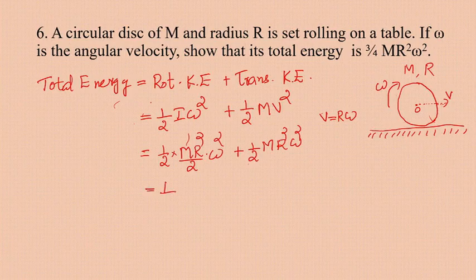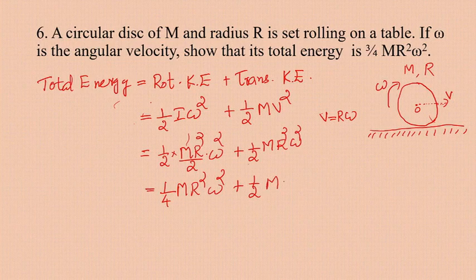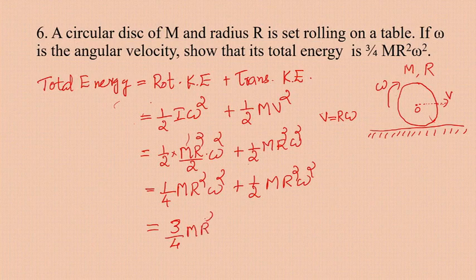So that is 1 by 4 m R square omega square plus 1 by 2 m R square omega square. So what is that value when we add? 3 by 4 m R square omega square. Okay. Now this is the total kinetic energy of the disk when it is rolling on a table. Okay. Thank you.